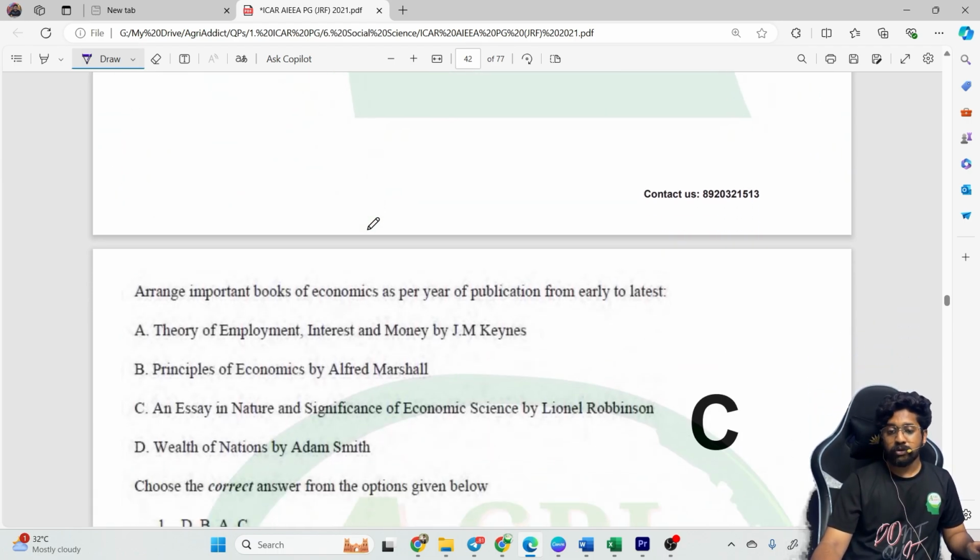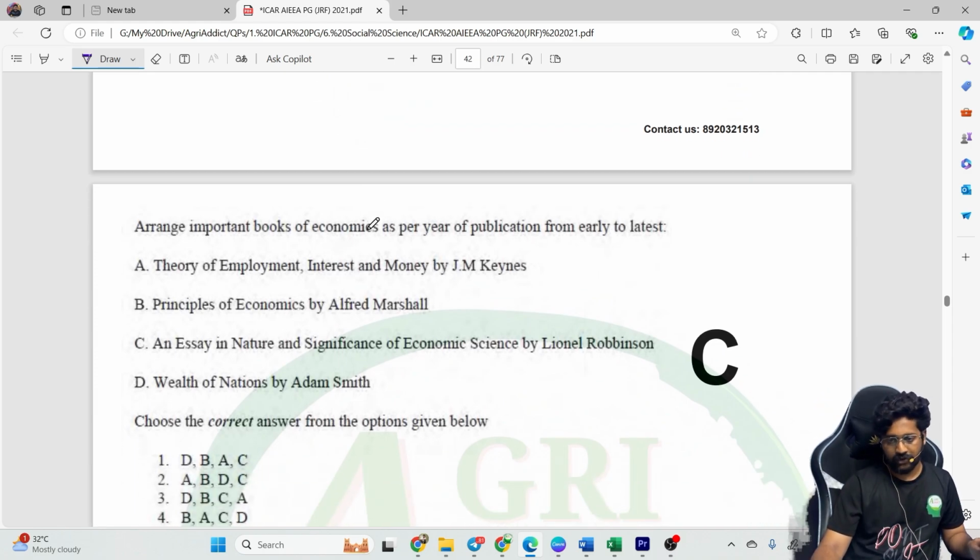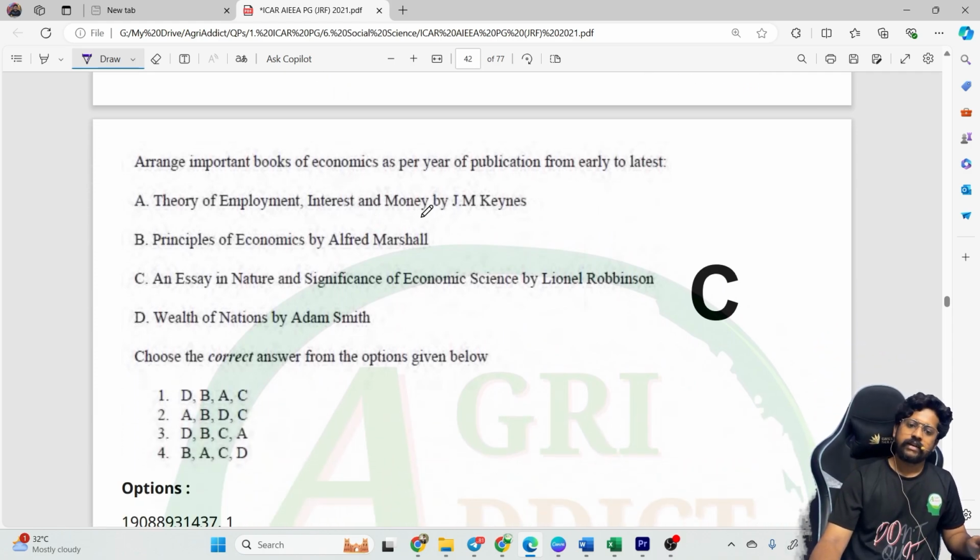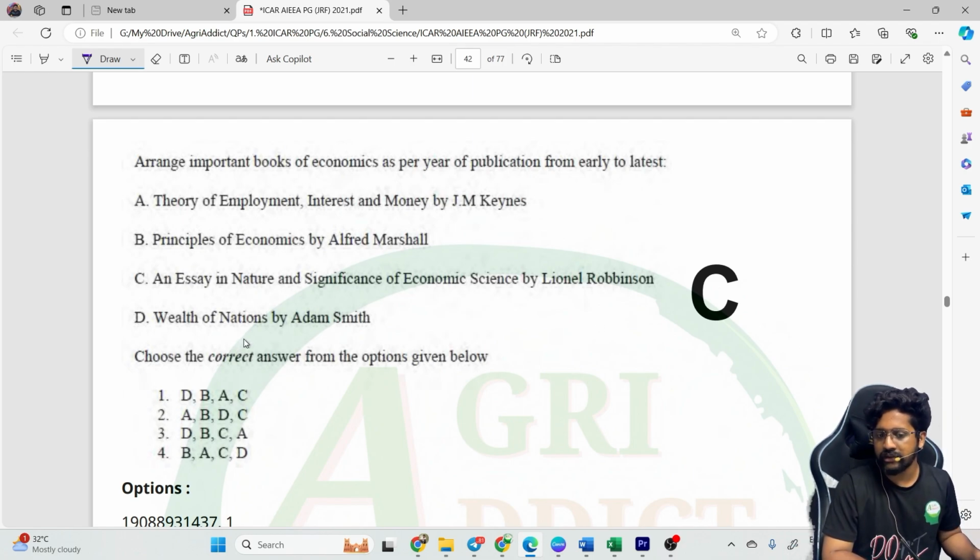Arrange the important books of economics as per the year of publication from the earliest to the latest. These are the books written by J.M. Keynes, Alfred Marshall, Lionel Robbins, Adam Smith. Four books are there. Even if we don't know the year of publication, if we know the chronological order of the concepts propounded by these scholars, we can order these books. As we all know, the father of economics, Adam Smith, proposed the wealth definition in his book Wealth of Nations. So D will be the first.